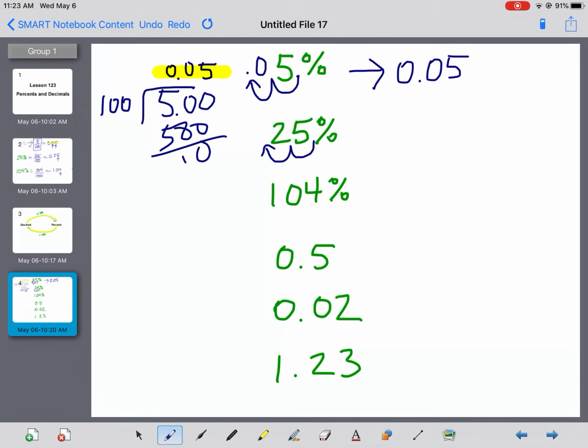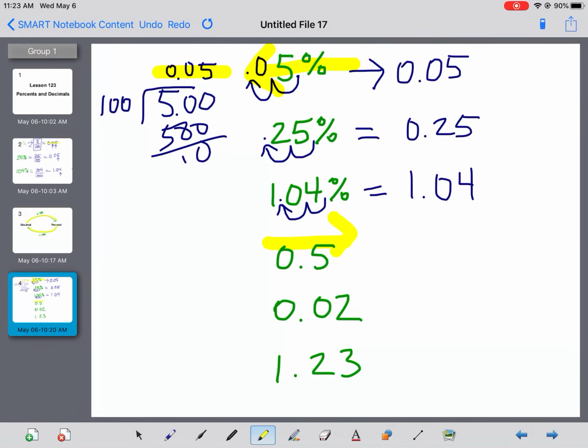So 25%, bump it back, the decimal ends up there. We end up with 0.25, just like we did earlier. For 104, bump the decimal back twice, it ends up there, and we get 1.04. All right, so that's a much simpler shortcut for you. You can just think if you're converting a percent to a decimal, you're just bumping the decimal back 2 spaces, which is the same thing as dividing by 100. Now, to go the other way, all you have to do is bump the decimal in the opposite direction. So if you have a decimal and you want to turn it into a percent, you simply bump the decimal to the right 2 spaces.